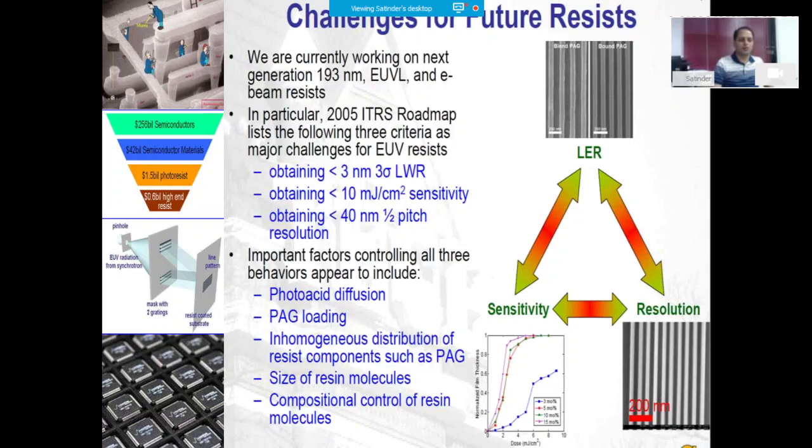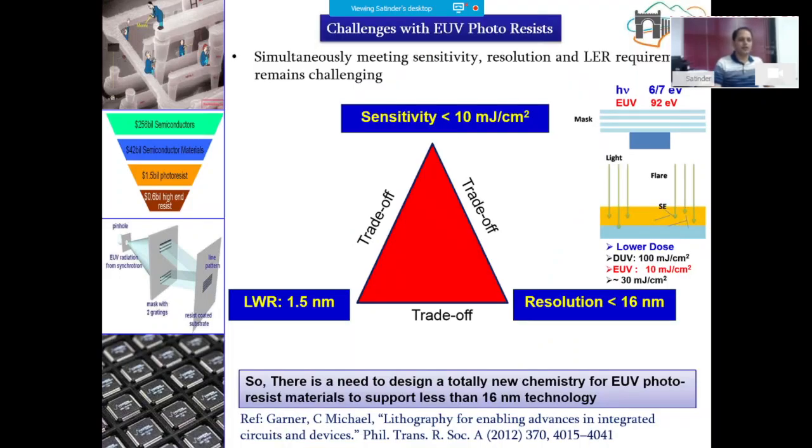Inhomogeneous distribution of the resist components in your system, size of the resin molecules, and compositional control of the resin in the various molecules. So this is basically the triangle, a trade-off between your resist parameters: sensitivity, LWR, and resolution. It is not straightforward to control all of them in one resist, so we have to compromise one of the parameters, and then we get the advantage.